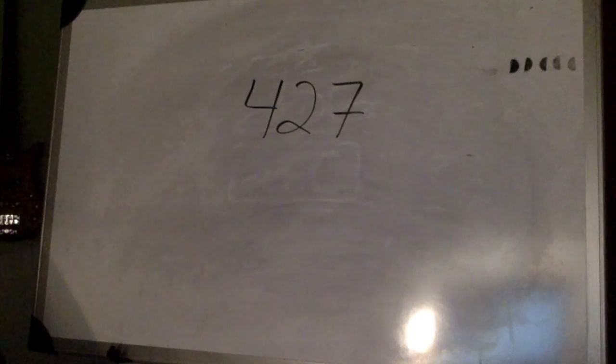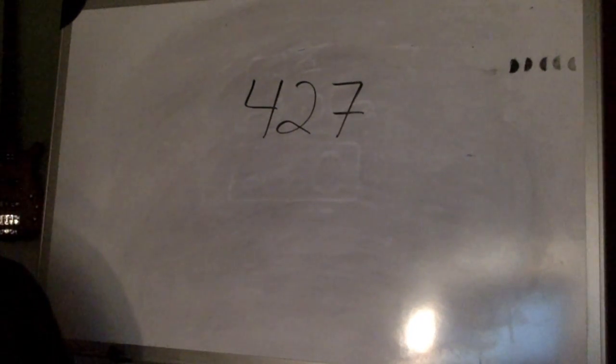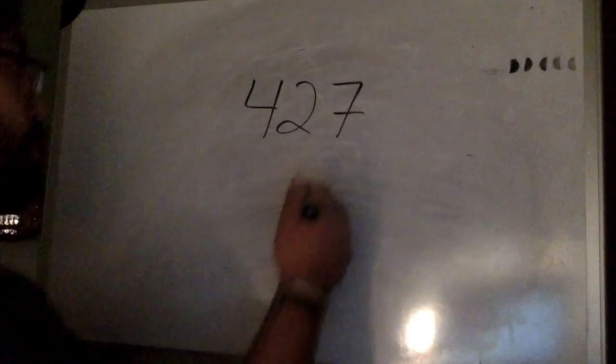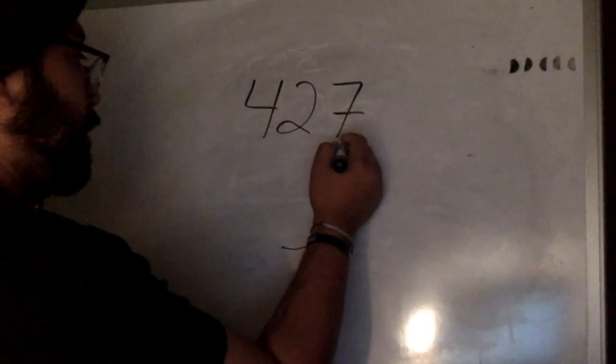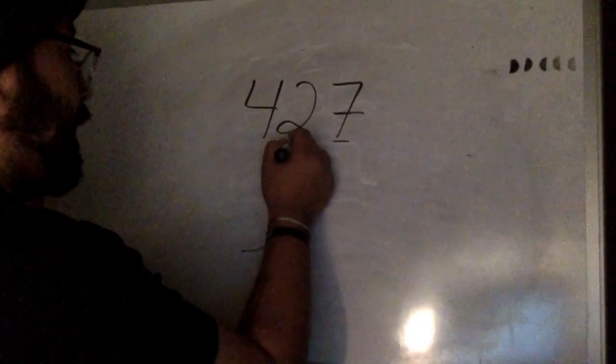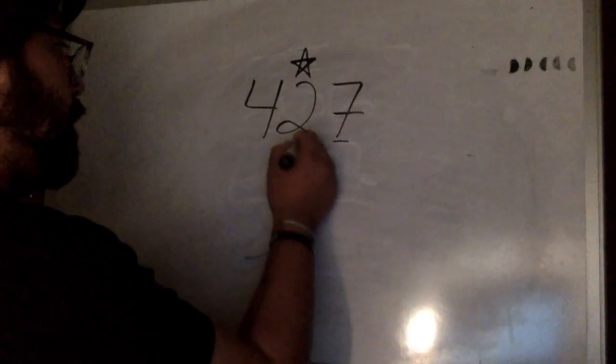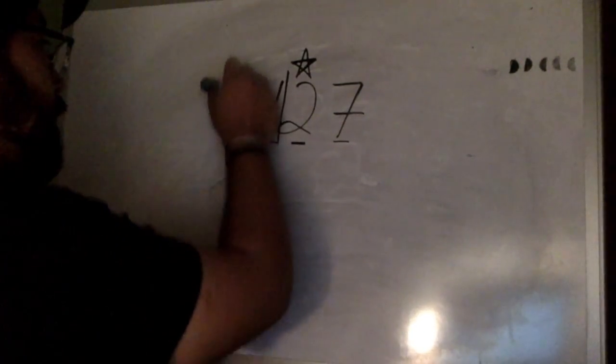Okay, kids, welcome back. We are trying 427 to the nearest 10 using our Cinderella method. Once again, find Cinderella. Ones and tens. Give Cinderella a crown. And the royal family, you cannot touch them.